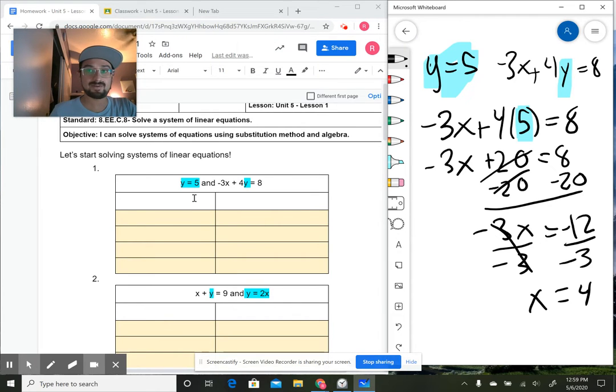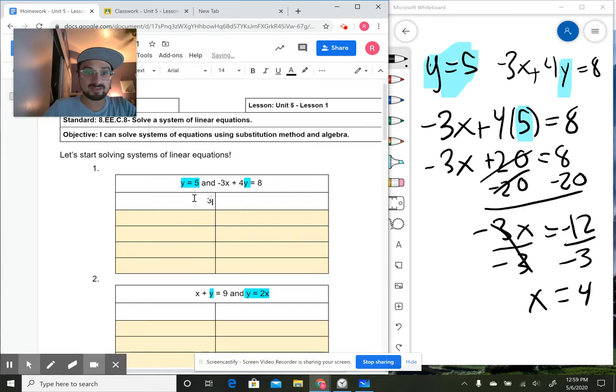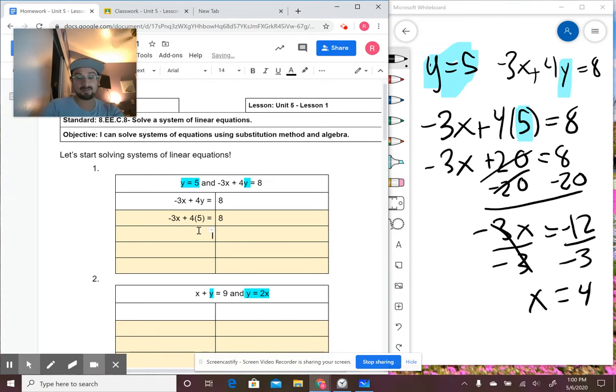So you're taking this equation that's not in y equals mx plus b, you're grabbing the equation that is in y equals mx plus b and substituting it back into the other equation. That y becomes 5, and then you multiply 5 times 4 is 20, plus 8. Subtract 20 on both sides and you get negative 12. And then x equals negative 12 divided by negative 3 is 4. Okay.